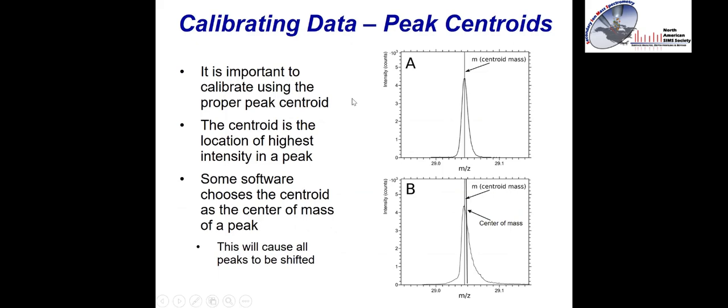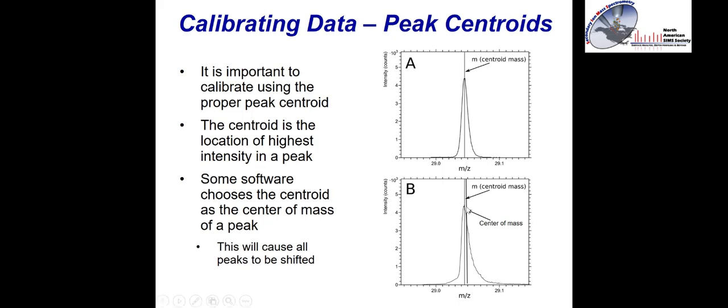So we always recommend that you calibrate your data on the centroids of the peaks. The way we define a centroid is the location of highest intensity of a given peak. And it's important to note that there's some software that will put the centroid of the peak at the center of mass. So if you have a peak with a shoulder, which often happens in ToF-SIMS spectra, the centroid position will be shifted towards the side of that shoulder.